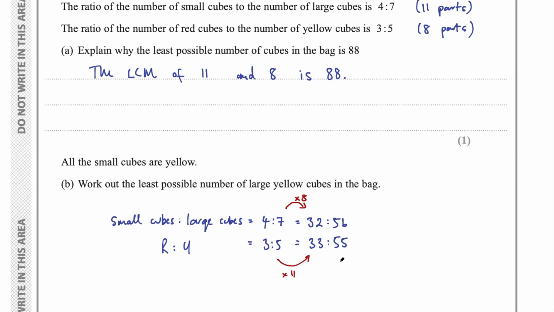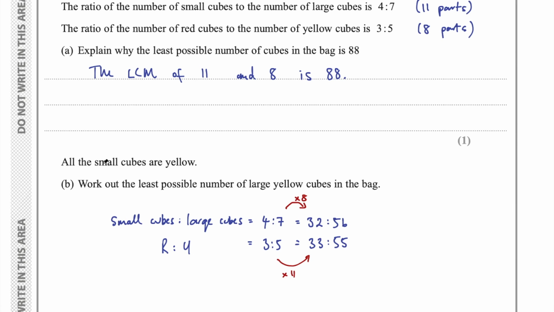So these are possible ratios of the actual number of cubes. So the actual number of small cubes could be 32, and the actual number of large cubes could be 56, because these add up to the same thing. And remember in part A we said this is the least possible number of cubes, so these are the smallest possible numbers we could have. The smallest possible number of small cubes is 32. The smallest possible number of yellow cubes is 55.